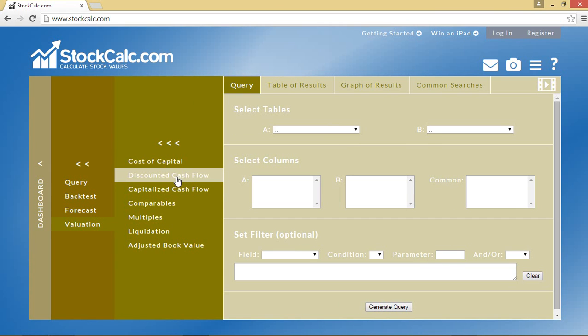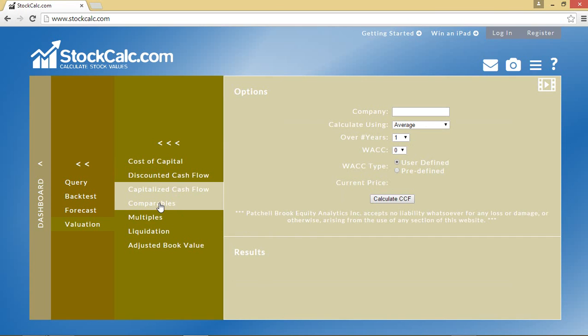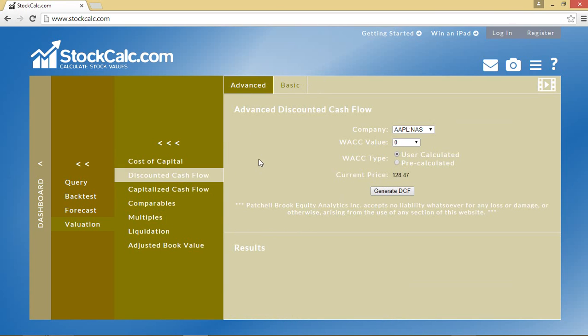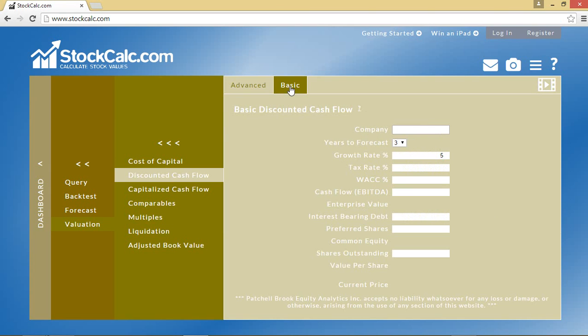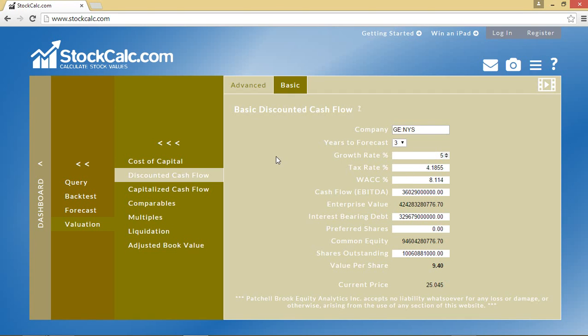In this video, we are going to do a discounted cash flow, a capitalized cash flow, and use the comparables tool to take a look at General Electric. Let's start with the discounted cash flow. You can see there are two tabs, Advanced and Basic, and we will start with the Basic tab. We covered the Advanced in another video. Let's type GE in and select General Electric from the drop-down menu.